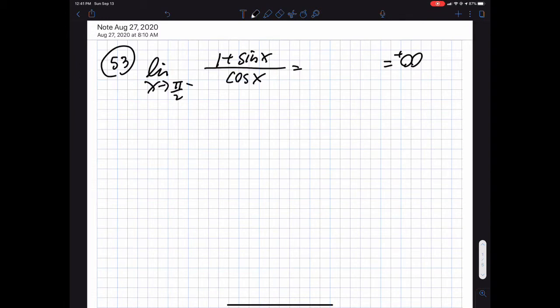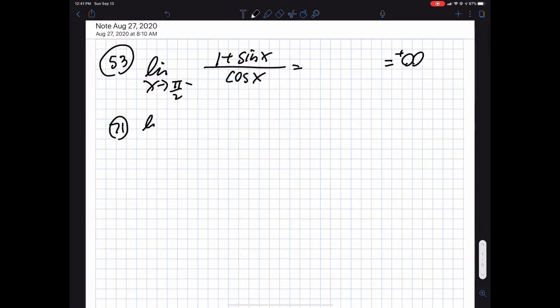We're going to jump to number 71. So number 71, let me flip the page here. It's going to use the same properties and the same rules. Oh, you know what? 53, I forgot to do the other part. We got to approach 4 pi over 3. So let me do that one real quickly for you guys.